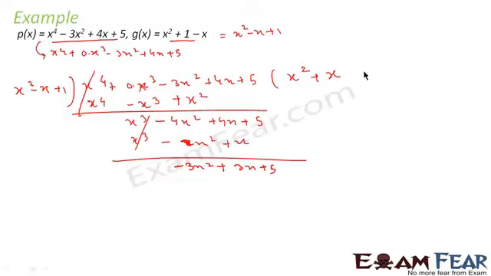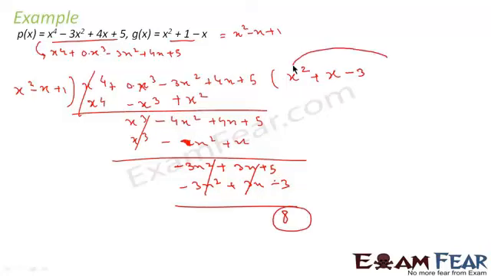Correct? Now I'll multiply with minus 3, because minus 3 into x square is minus 3x square. Then minus 3x square plus 3x minus 3. Correct? This is cancelled, this is cancelled. 5 minus minus 3 is 8. So we got 8 as remainder and x square plus x minus 3 as quotient.